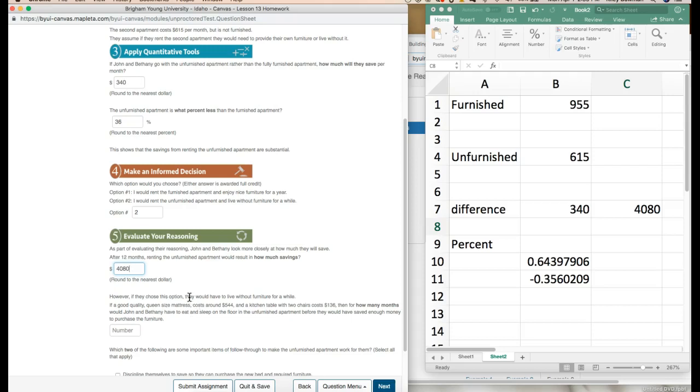However, if they choose this option, they would have to live without furniture for a while. If a good quality queen-size mattress costs around $544 and a kitchen table with 2 chairs costs $136, then for how many months would John and Bethany have to eat and sleep on the floor in the unfurnished apartment before they would have saved enough money to purchase the furniture? So we're going to see.